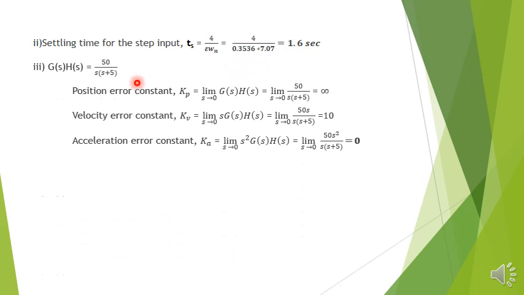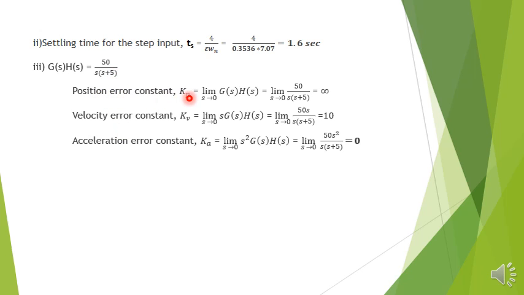So next we need to find out the steady state error for the input. To find the steady state error, we need the open loop transfer function, G(s)H(s). G(s) is given as 50 by s into (s plus 5), H(s) equal to 1. So G(s)H(s) becomes the same as G(s). Now to find the steady state error, we need error constants. So we will calculate one by one.